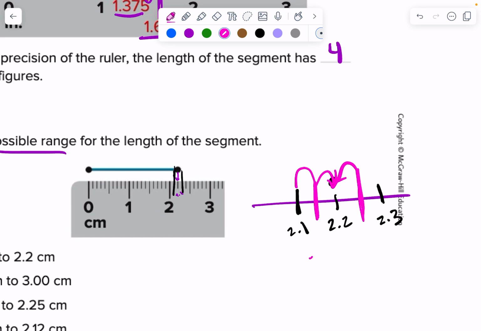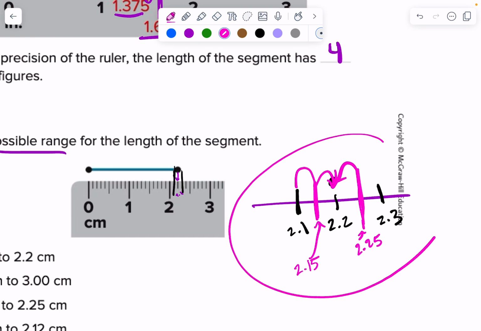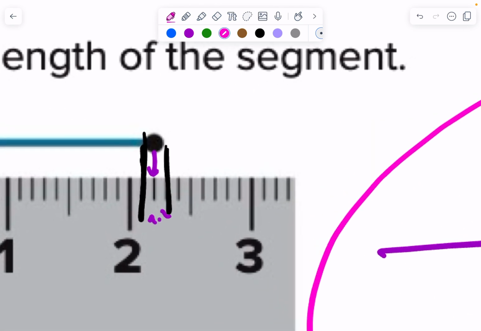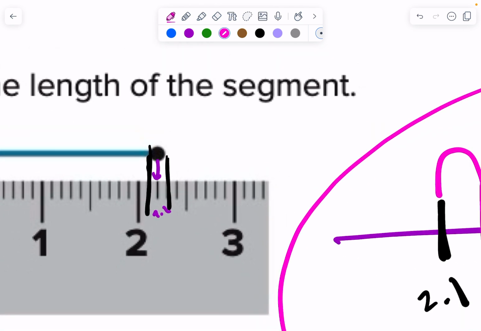Well, what are these two markings? Like, what's halfway between 2.1 and 2.2? It's 2.15 and 2.25. Okay, so I can say that if my dot lives anywhere between 2.15 and 2.25, it is going to round to 2.2. Now, that's easier to see when it's blown up, but like here, it's going to be a really small window, right? Okay.